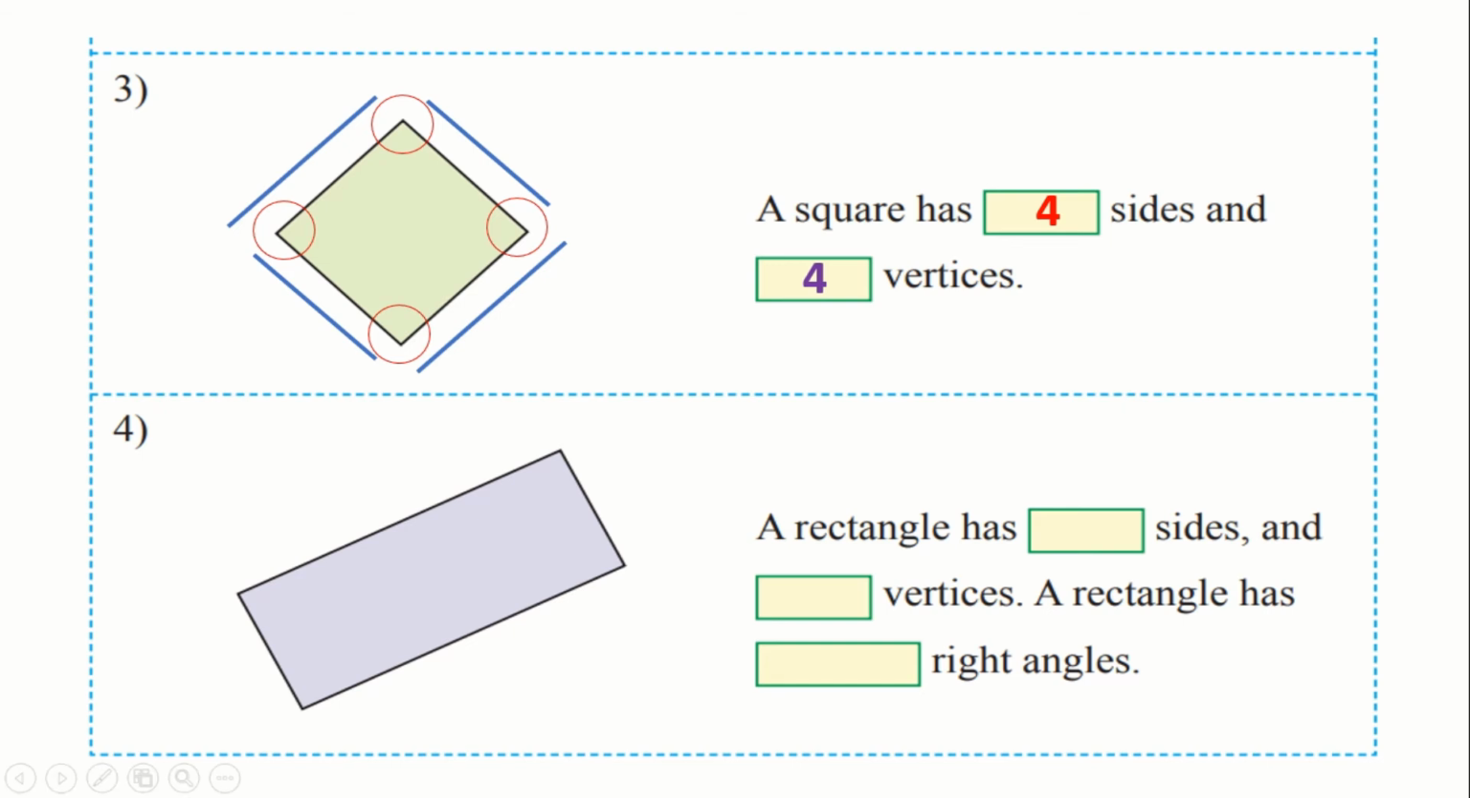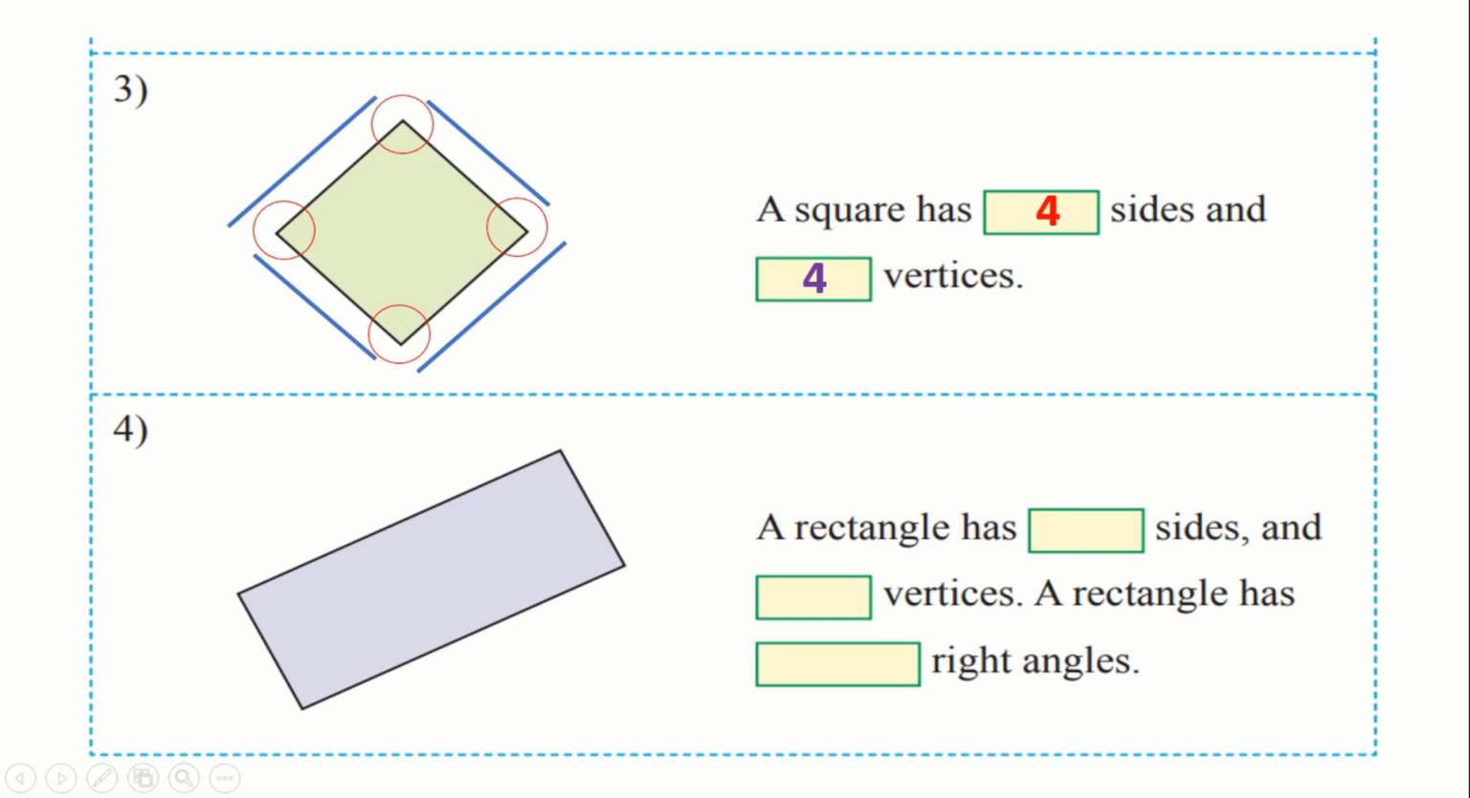Okay. The blue here is the sides, and in the circle here, these are the vertices. Okay, vertices means corner of the square. Number 4. A rectangle has blank sides and vertices. A rectangle has blank right angles.